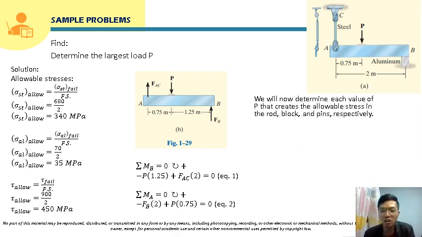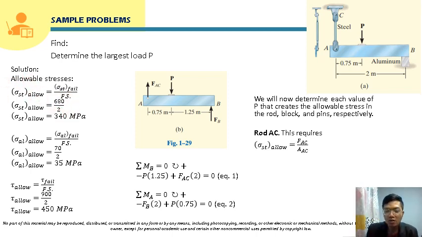So we will now determine each value of P that creates the allowable stress in the rod, block, and pins respectively. So we will start with rod AC. Again, we will start by solving the value of P for steel rod AC. The allowable normal stress for the steel rod is 340 MPa. So we will use this formula.